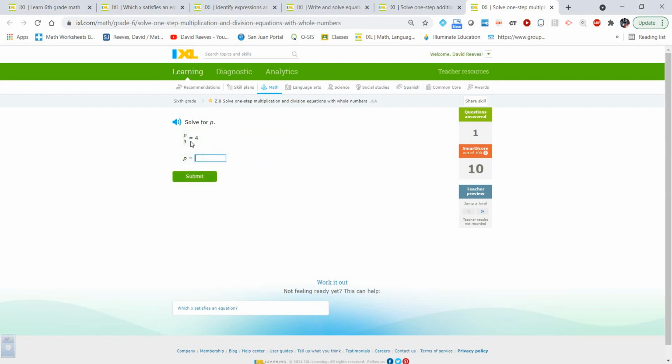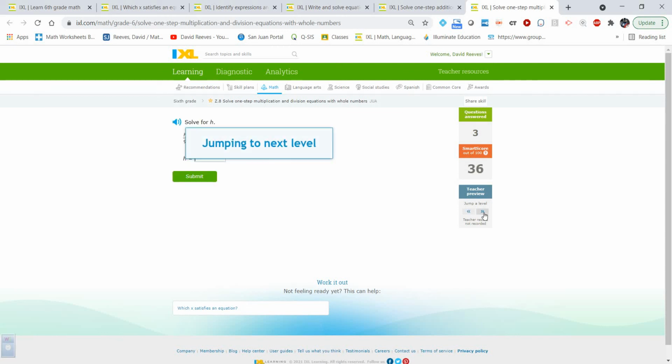Okay. This one I've got p divided by 3. What's the inverse of dividing by 3? Multiplying by 3. I'm going to multiply both sides by 3, and I'm going to get p is equal to 12. What's the inverse of dividing by 4? Multiplying by 4. I'm going to multiply both sides by 4, and I'm going to get 16.